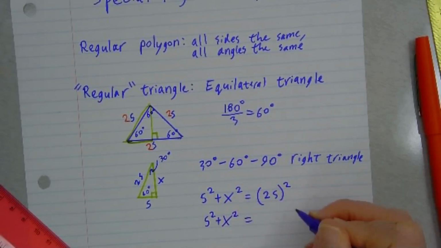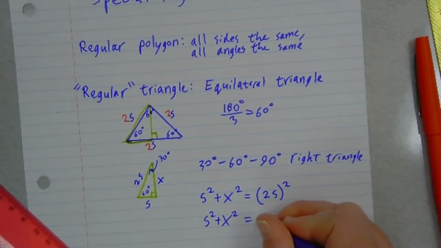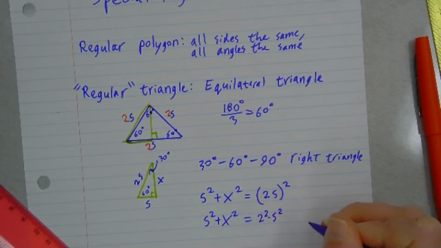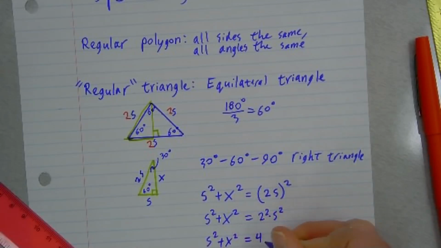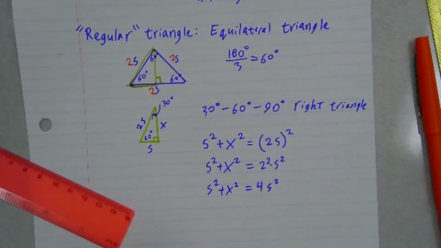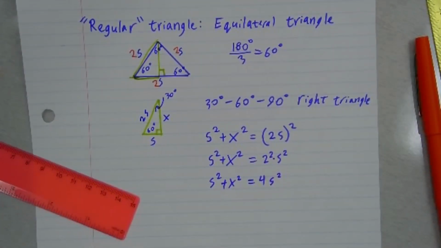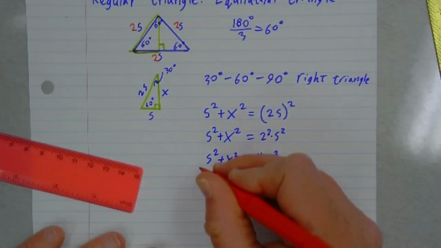2s times itself, 2 times s times 2 times s, or 2 squared times s squared. Well, 2 squared I know. It's 4. S squared I don't know, so it's going to hang out. But I've got a like term here. I've got an s squared on this side too. So since I have a like term there, I can make a zero pair.